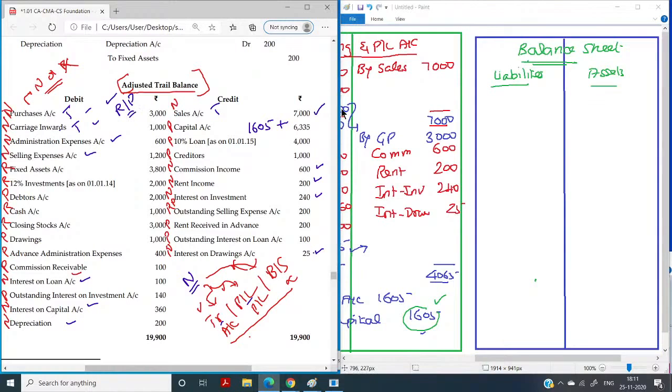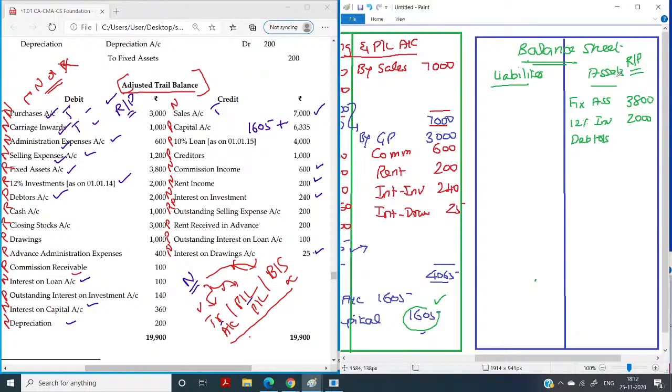What are they? Purchases recorded, carriage inward recorded, admin expenses recorded, selling expenses recorded, and fixed assets supposed to be recorded. So I will write the fixed assets, the value being 3,800. And 12% investment, the value being 2,000 rupees. And then debtors, 2,000 rupees. Clear? Usually we will have the real and personal accounts only.